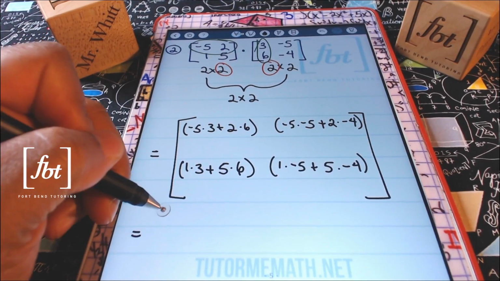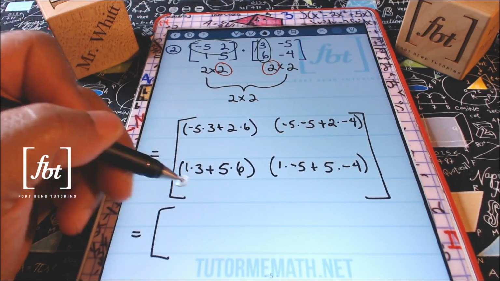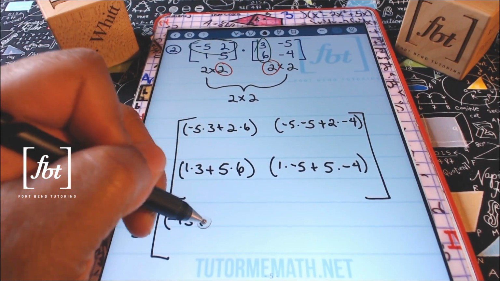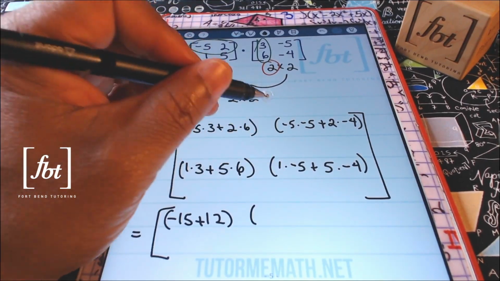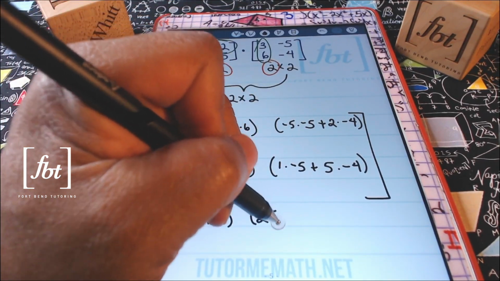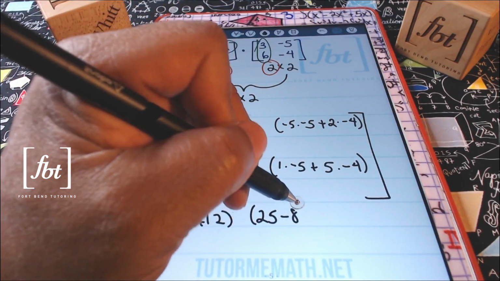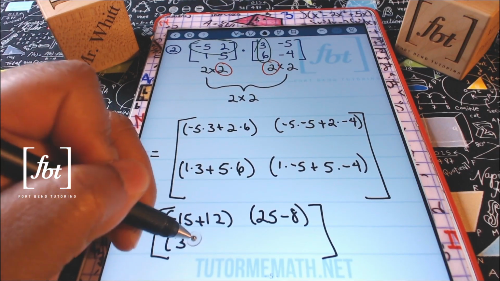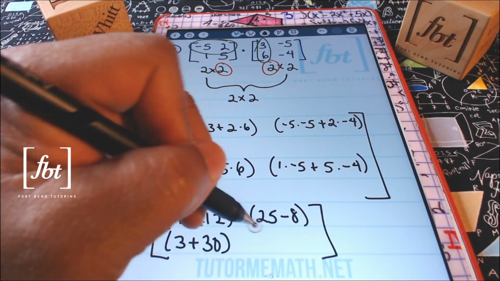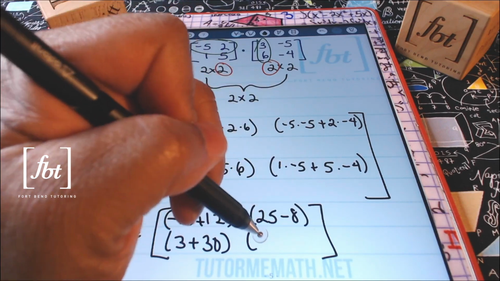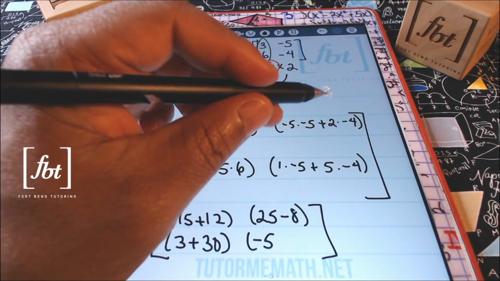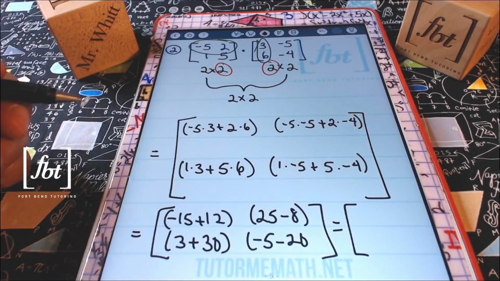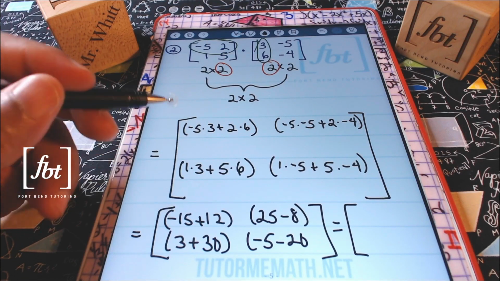And then we're going to be simplifying this. So in our first element, we have -5 times 3. That gives you -15. Plus 2 times 6 is 12. For the second element, we have -5 times -5 is 25. 2 times -4 is -8. Then you have 1 times 3. That gives you 3, plus 5 times 6 is 30. And finally, you have 1 times negative 5 gives you negative 5, and 5 times negative 4 is negative 20. Continuing our simplification, negative 15 and positive 12 gives us negative 3.